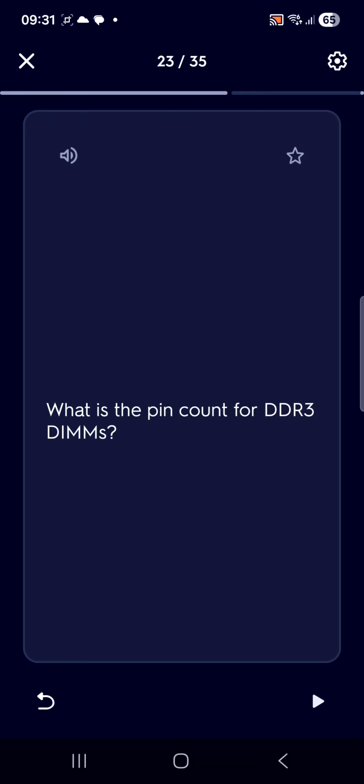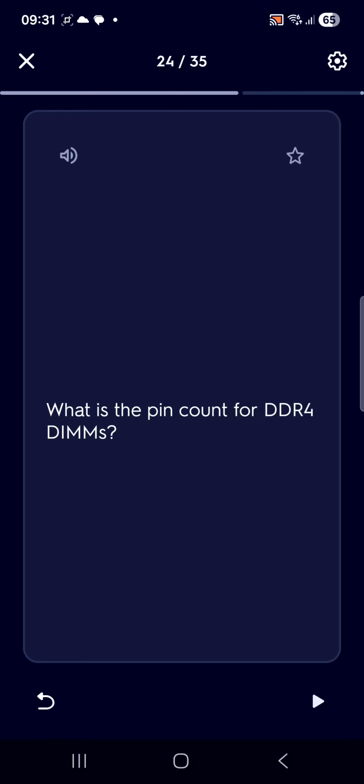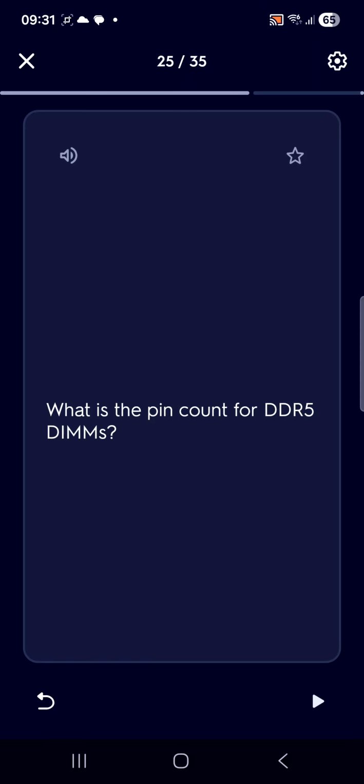What is the pin count for DDR3 dual inline memory modules? 240 pins. What is the pin count for DDR4 DIMMs? 288 pins. What is the pin count for DDR5 DIMMs? 288, but not compatible with DDR4.